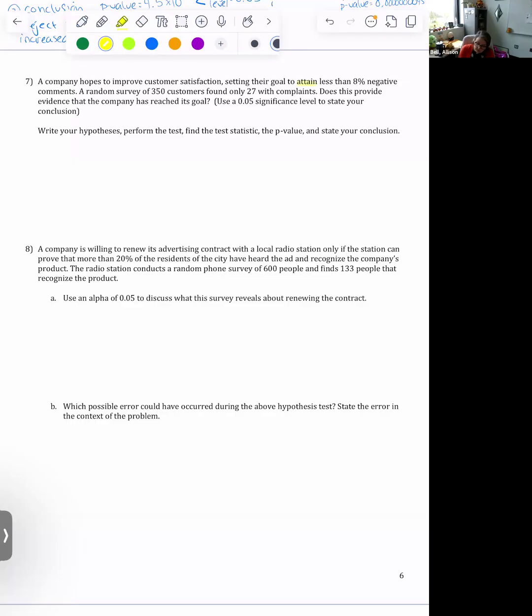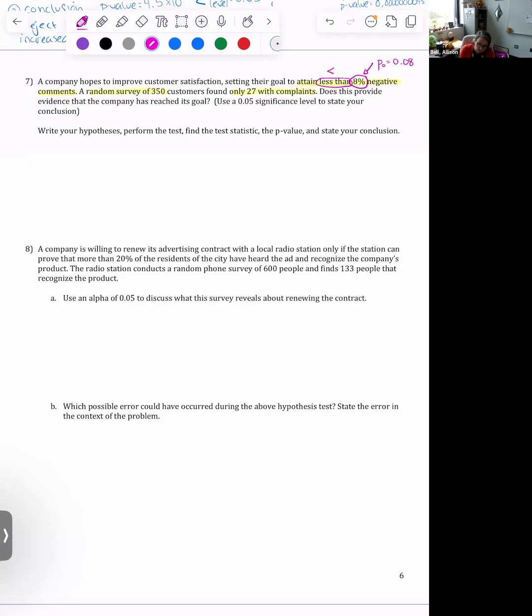Their goal is to attain less than 8% negative comments. Okay, so stop there. There's two key things. First, they literally use the language less than, and then they tell us a percent. So that is likely our guess for what we want this proportion to be, and we hope that it is under that guess. Okay, let's keep reading. A random survey of 350 customers found only 27 with complaints.